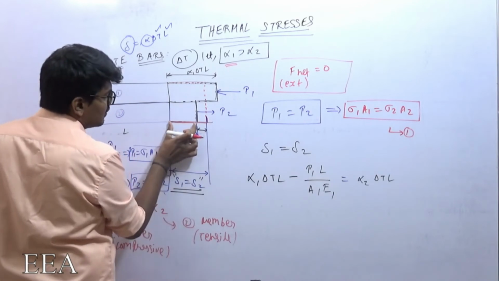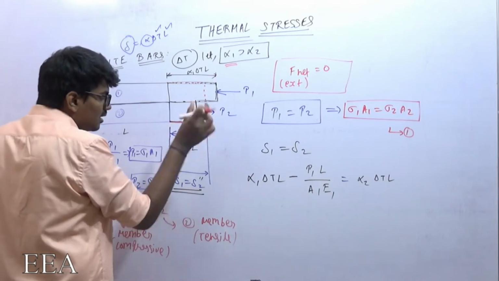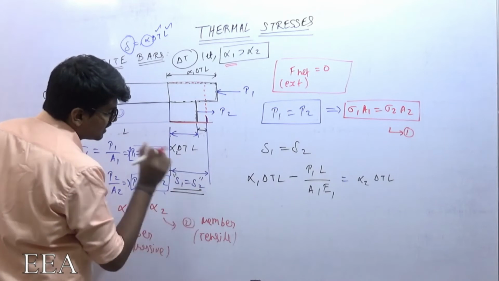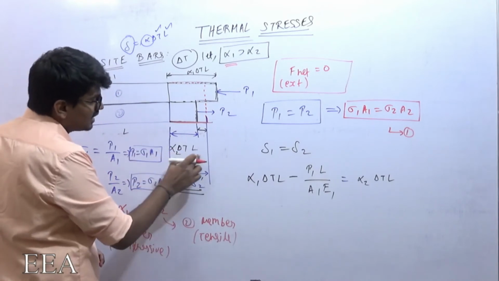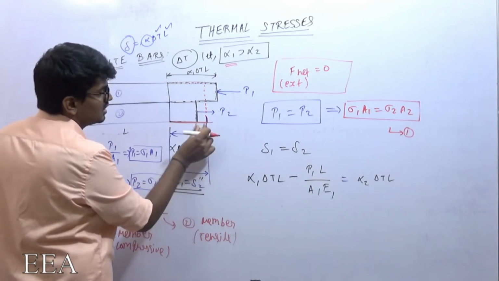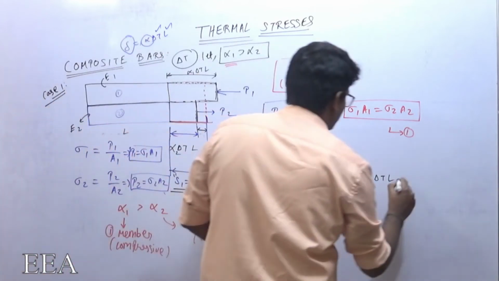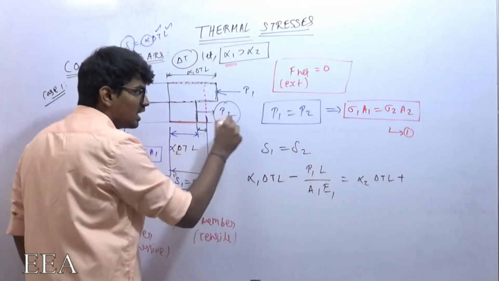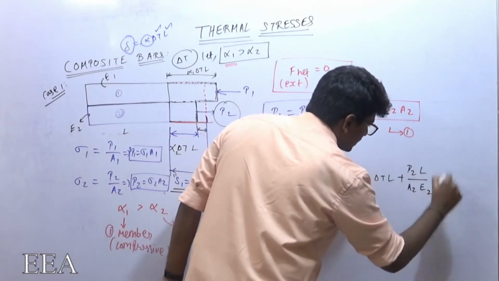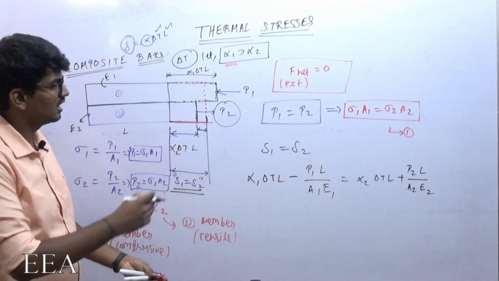So this is totally alpha 2 delta T L plus this much amount of deflection, which gives me total deflection delta 2. So alpha 2 delta T L is the deflection due to free expansion, plus the deflection due to tensile load P2, so P2 L by A2 into E2. If you want, you can rearrange it and find whatever you want.